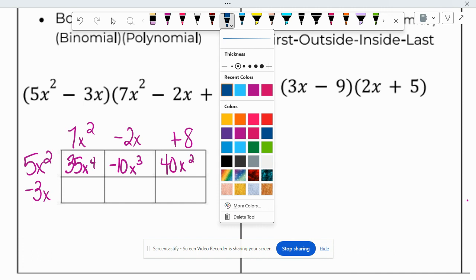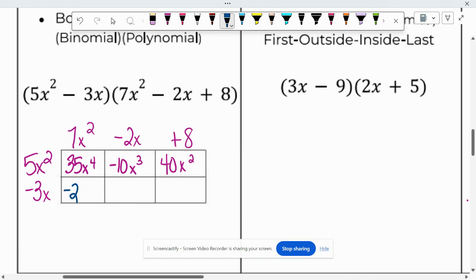Negative 3 times 7x squared. Well, negative 3 times 7 is negative 21. 1 plus 2 is 3, x cubed. Negative 3 times negative 2 is a positive 6. 1 plus 1 is 2, x squared. Negative 3 times 8 is a negative 24. Your x comes along for the ride.